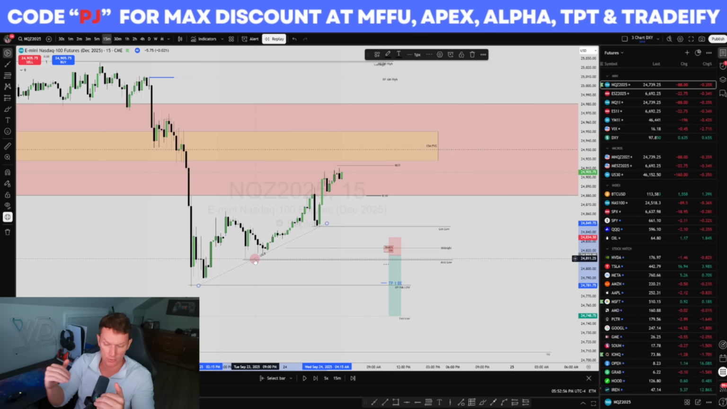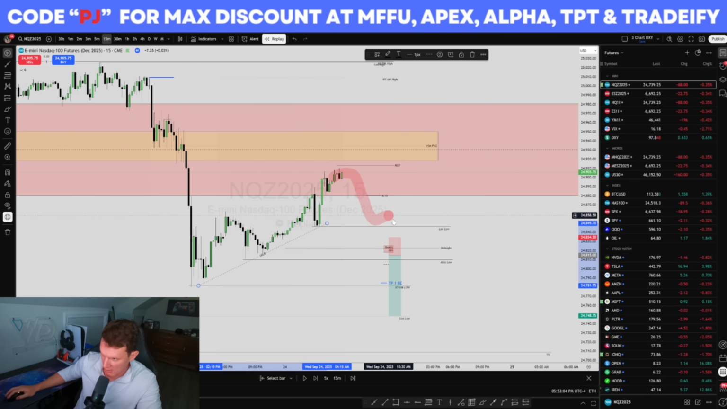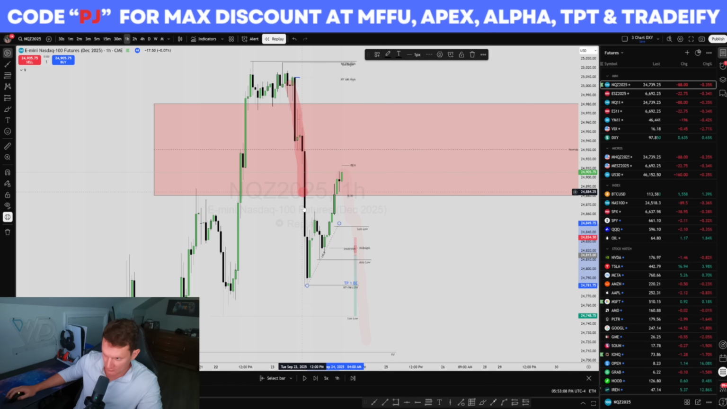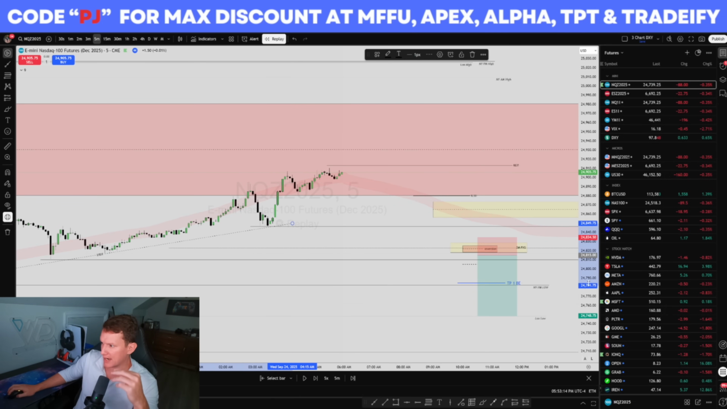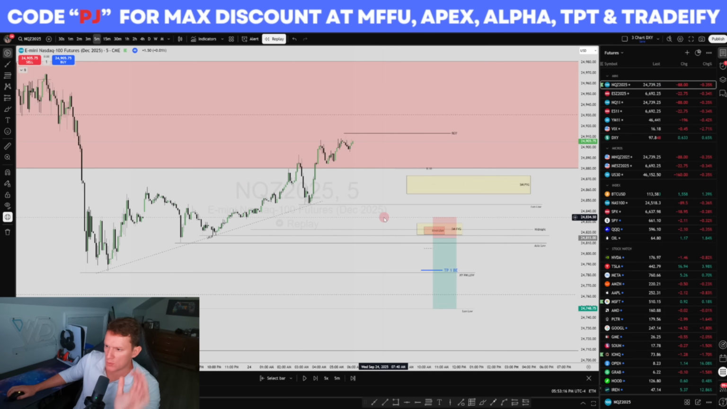Your DOLs, your draws on liquidity, are all lining up for downside continuation, guys. This is continuation for lower, okay? Don't forget it. Look at the displacement. Look at the pullback. Now I'm looking for lower, right? Let's jump on the 5-minute time frame. So what do we do here?